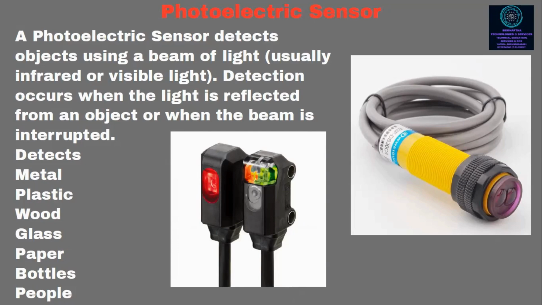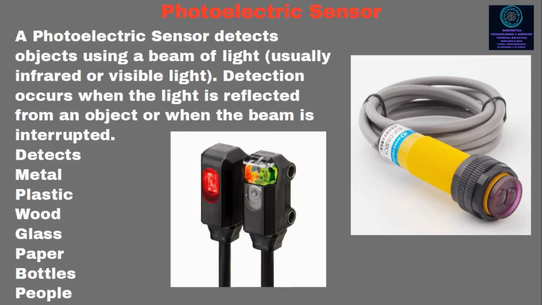This is also one type of industrial sensor. A photoelectric sensor detects objects using a beam of light, usually infrared or visible light. Detection occurs when the light is reflected from an object or when the beam is interrupted. So it is a sort of proximity sensor.